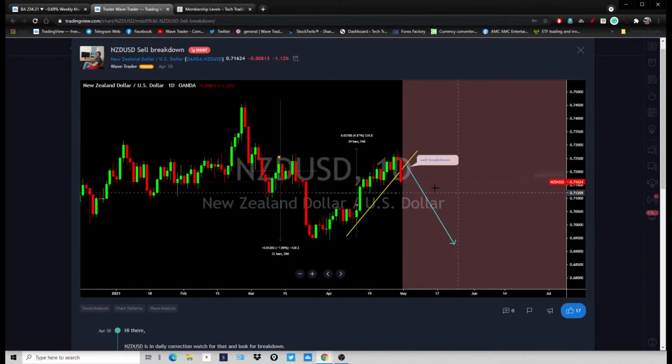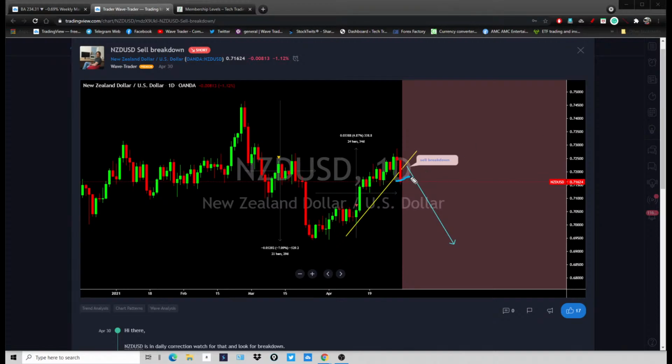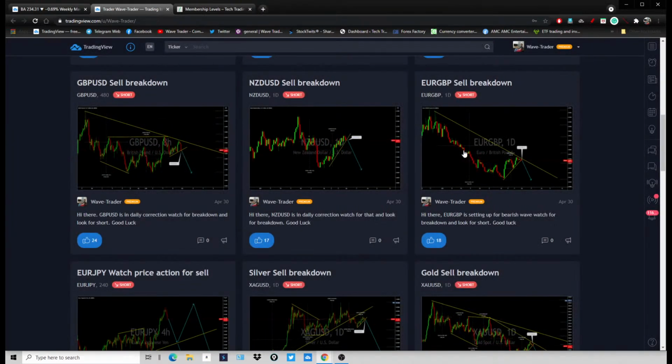We got a breakout on the New Zealand dollar too. The breakout is just happening over there. So you need to watch the lower time frame, and that's going to be the trade for the next week, all the way back to that low or more downside. We're going to look at that chart too.